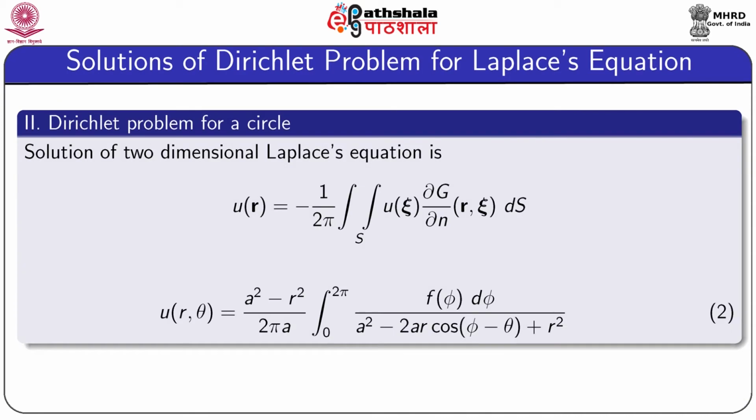So, you substitute that expression here, and we have to substitute the value of u on the surface, the bounding surface. That means we have to substitute the value of u on the circle. So, if that is given as small f, then u at (r, theta) can be written as (a squared minus r squared) by 2 pi a, integration 0 to 2 pi, f(phi) d phi by (a squared minus 2ar cos(phi minus theta) plus r squared).